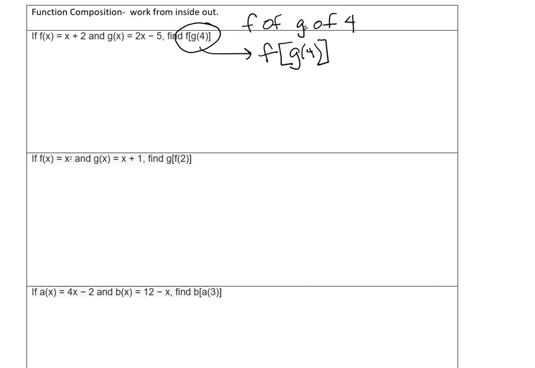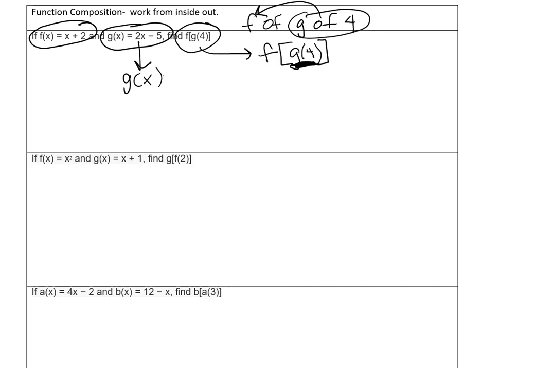We work from inside out, and we want to figure out what is g of 4 first, and then take that value and figure out what is f of that value. So the main idea with function composition is to work from inside out. So what is g of 4? We figure out g of 4 by plugging 4 into the g function. Over here, they tell me that f of x is equal to x plus 2. G of x is equal to 2x minus 5. So I'm going to use the g of x function.